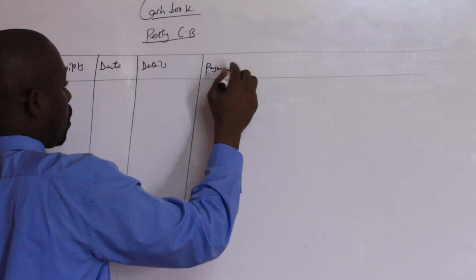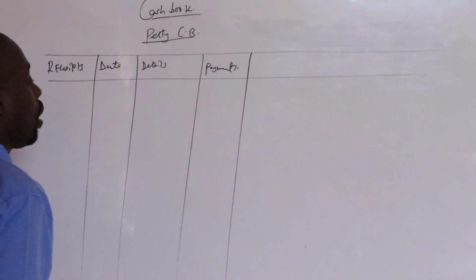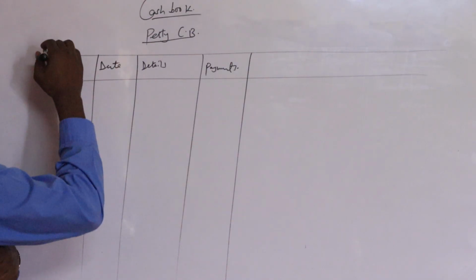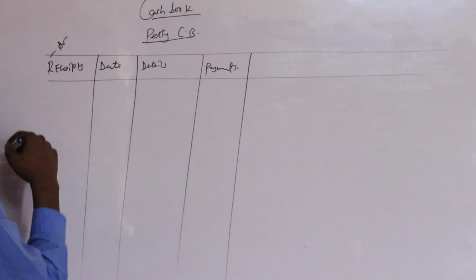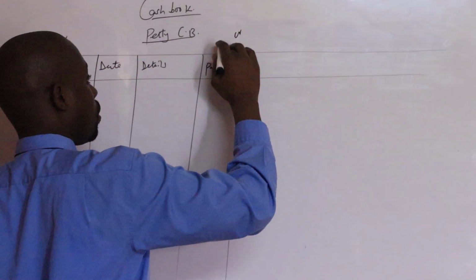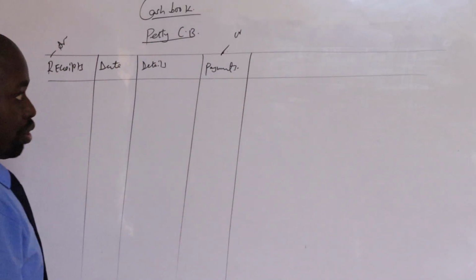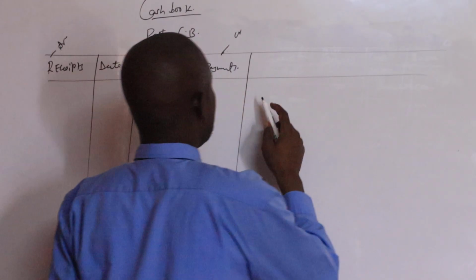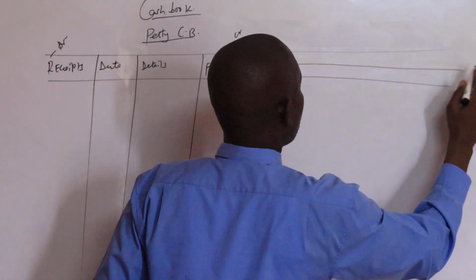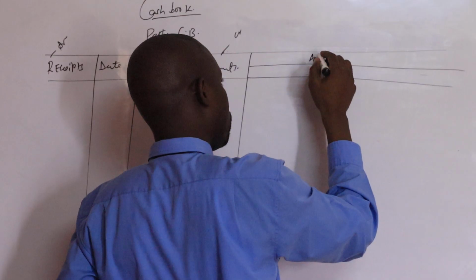Of the payments. So these receipts correspond to debit. This corresponds to credit. It's like the credit side of the petty cash. And then we'll have this side split. We shall split this one into two. We have what we call analysis column.